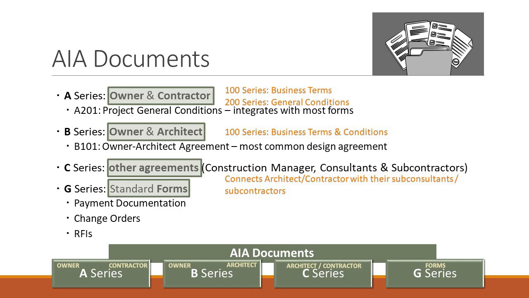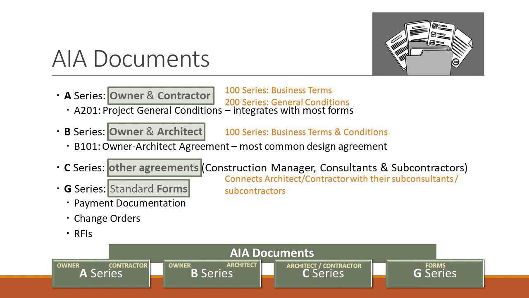Other types of forms: if you remember, in the A101, the A201 and the B101, there was that sustainability document that we talked about. The sustainability document is a G-Series document. Another one is if there's a bond on the project. That's the G310 and 312. So there are all these kinds of forms. They're not agreements, but they're forms. And that's what you're going to see in the G-Series.